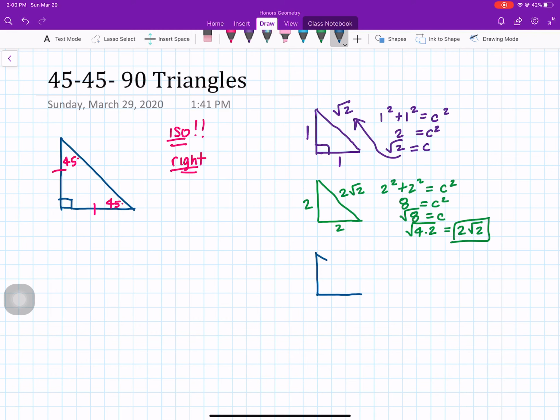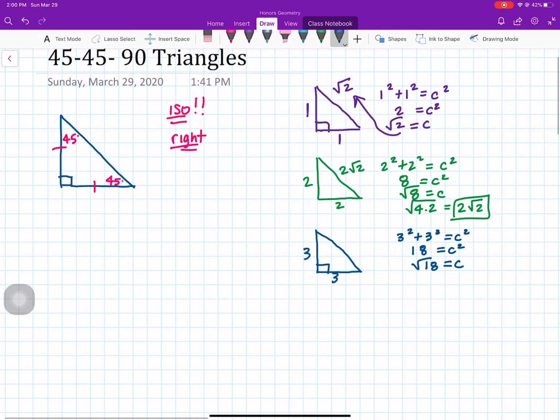Let's do another one. How about this time we say 3? So if I have 3 squared plus 3 squared, 3 squared is 9. 9 plus 9 is 18. So the square root of 18 is c. Again, reduce your radicals. Perfect square that goes into 18 is 9. So it's 3 root 2.